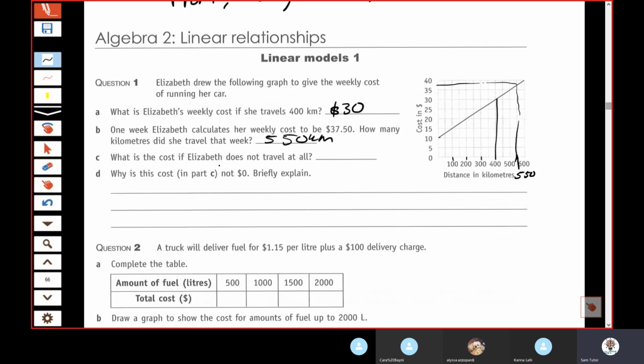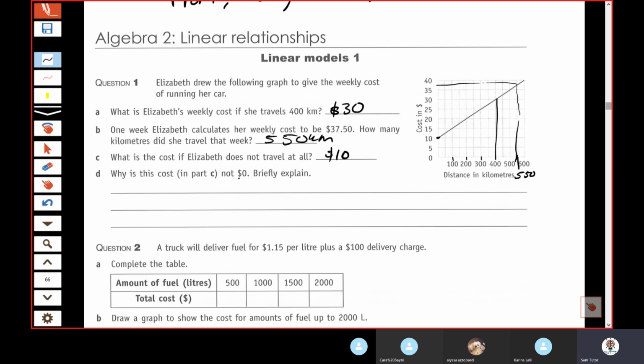What is the cost if Elizabeth does not travel at all? Well, I just spoke about that, didn't I? See how I kind of pretty much knew that was the question coming up? It is really important that we understand this is a fixed cost. It is a cost that will always occur and that you will incur regardless of, I guess, if you're using it or if you're making any sales, if it was a different situation. So $10.